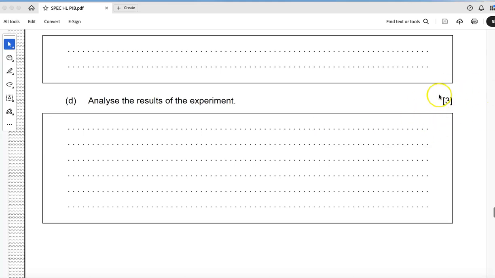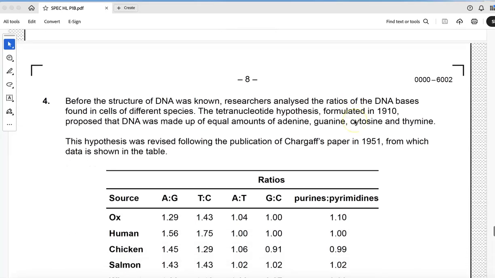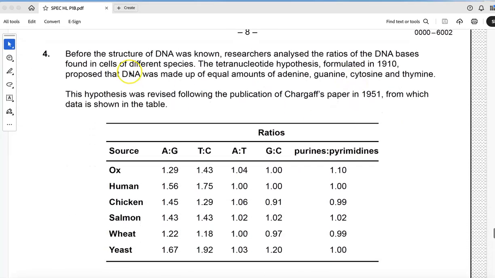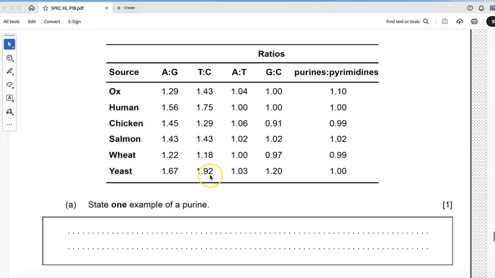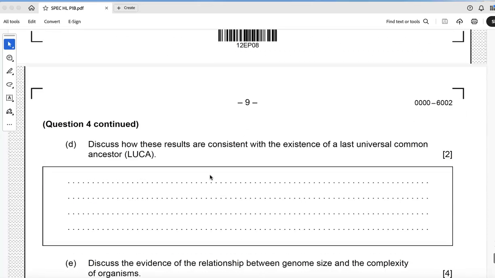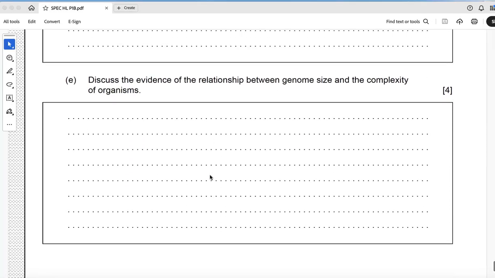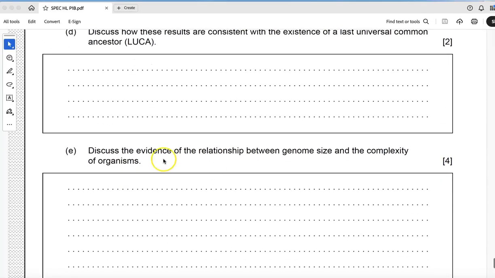Again, there's always one question, 3 to 4 marks at the end of these. Last question on this one. Again, it's relying on syllabus content knowledge, Chargaff's work and the tetranucleotide hypothesis as well. So you use that understanding, you bring it to this question. At the end, you can see a couple of discuss questions and again, a 4-mark question.